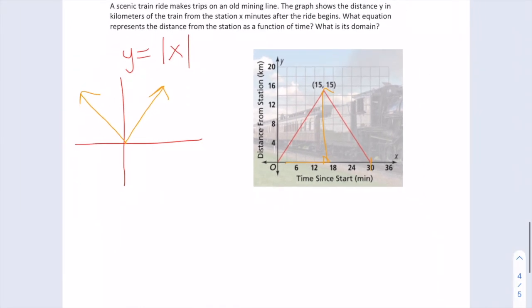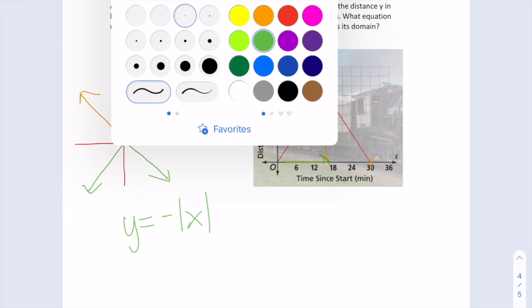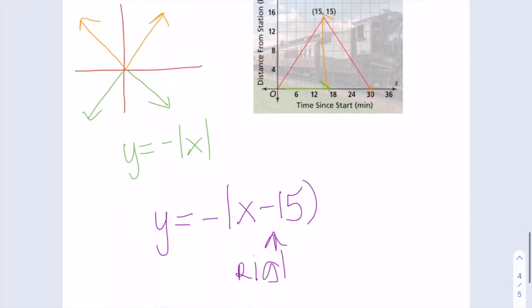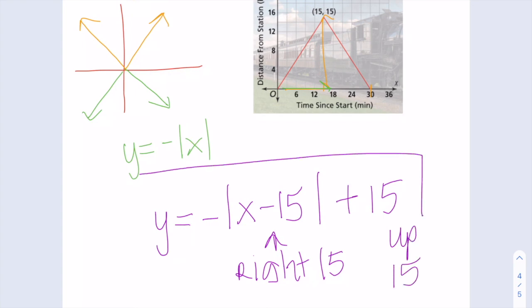So I'm going to do one thing at a time, and we're going to first reflect it. So y equals negative absolute value of x. Okay, so if it's negative, I know it's going to be down here. And then we're going to make sure it shifts to the right 15 and up 15. So if it's going to move to the right 15, we know it's going to be x minus 15. That's right 15. And then we know if it's going to go up 15, we're going to have to add 15. So this equation is going to be y equals negative times the absolute value of x minus 15 plus 15.